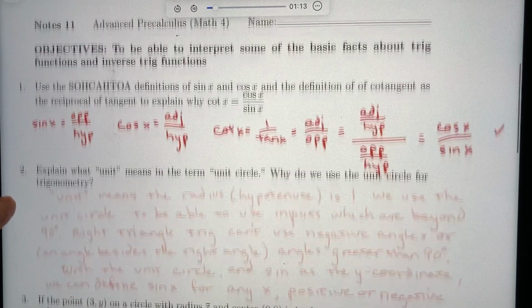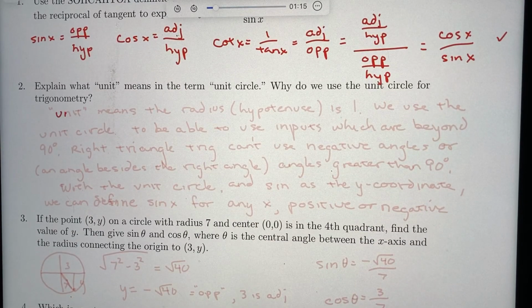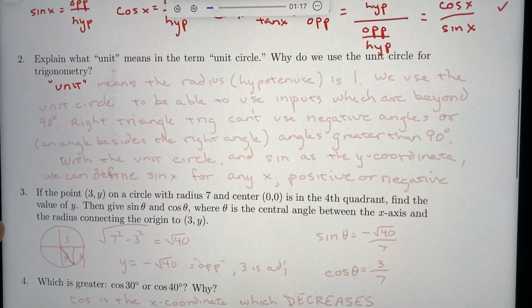Okay, what does unit mean? Unit means 1. We use the unit circle in order to get beyond 0 to 90 degrees. Let me just say that.